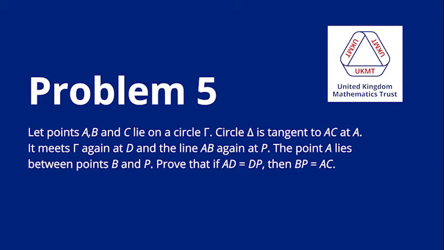Problem 5. Let points A, B and C lie on a circle gamma. Circle delta is tangent to AC at A. It meets gamma again at D and the line AB at P. The point A lies between points B and P. Prove that if AD is equal to DP, then BP is equal to AC.